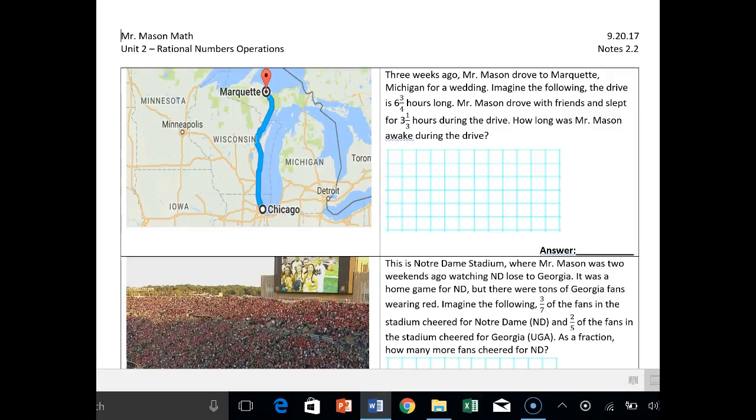So we're going to try and operate with rational numbers involving real-world situations, and I'm going to try and talk a lot about what I did this summer and over the past couple of weekends. So here we go. Let's read.